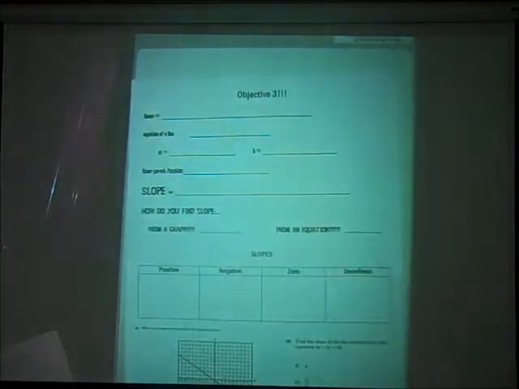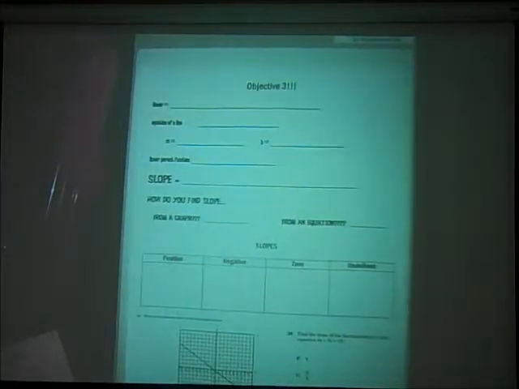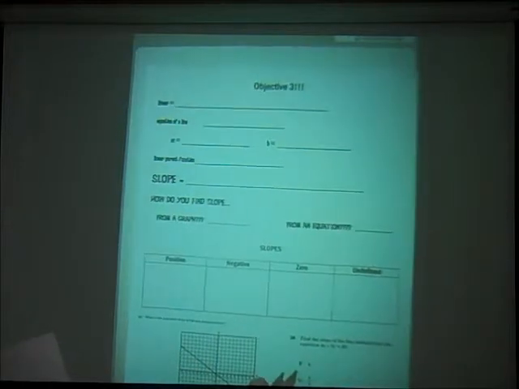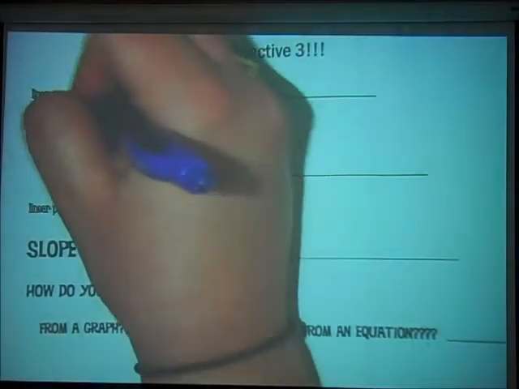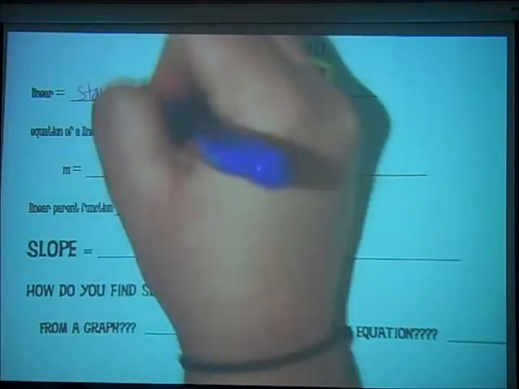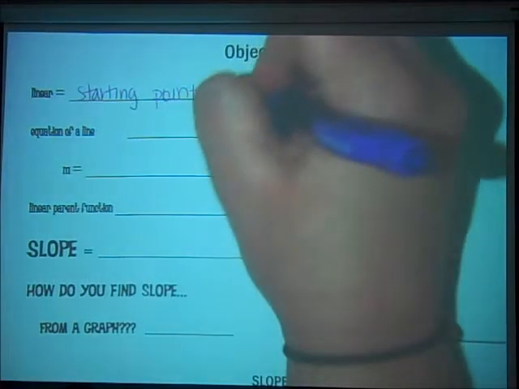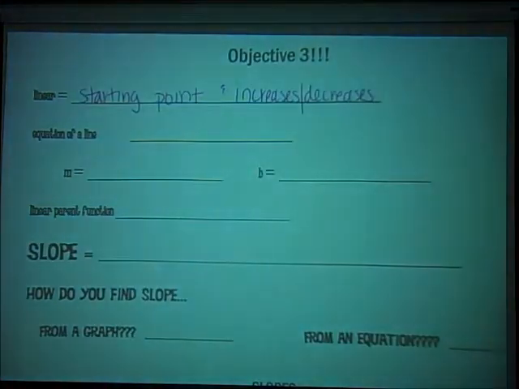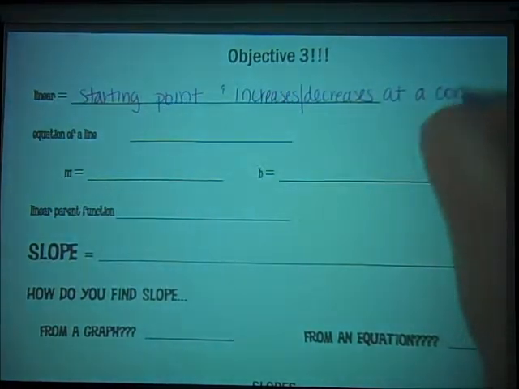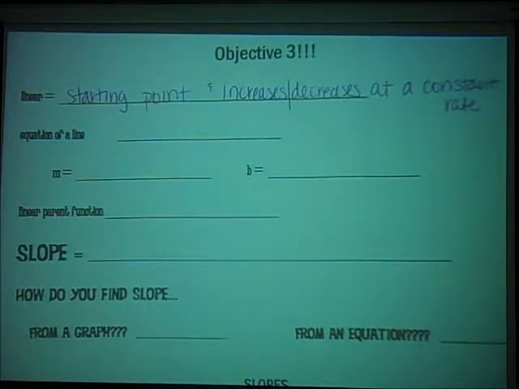Okay, so we're talking today about Objective 3, which is our linear stuff. So first you need to understand what it means to be linear. And I know that sounds weird because you're like, well, duh, it's a line. Yes, that is true. It does mean that it's a line when you graph it. But for a situation, it means if something is linear, that means that it has a starting point, and it increases or decreases at a constant rate.